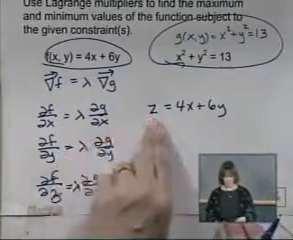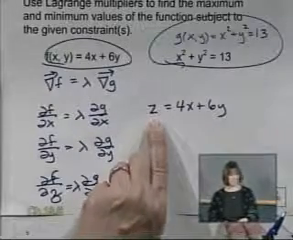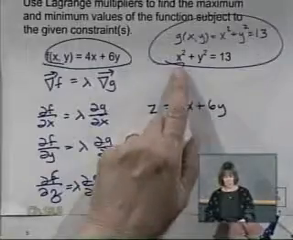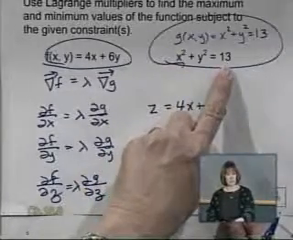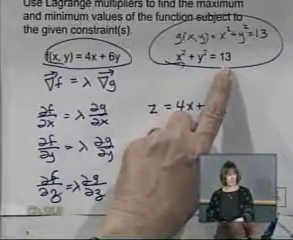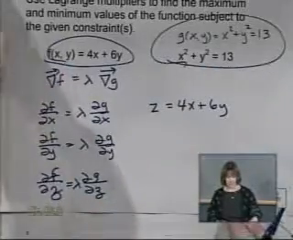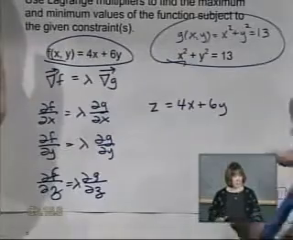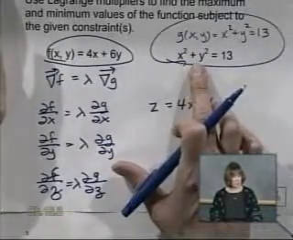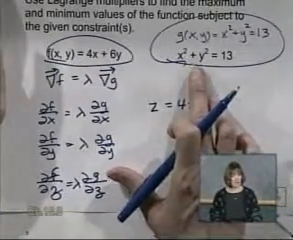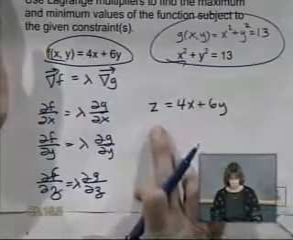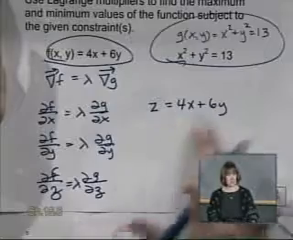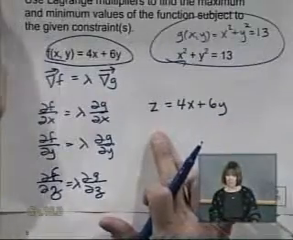What's the graph of z equals 4x plus 6y look like? It's a plane, right? What does the graph of x squared plus y squared equals 13 look like in the xy plane? It looks like a circle. Just now, we're saying the only xy's that you can plug in are the points that are on the circle. And which point or points on the circle will have the highest z-coordinate and the lowest z-coordinate on this plane, because we want to maximize z.